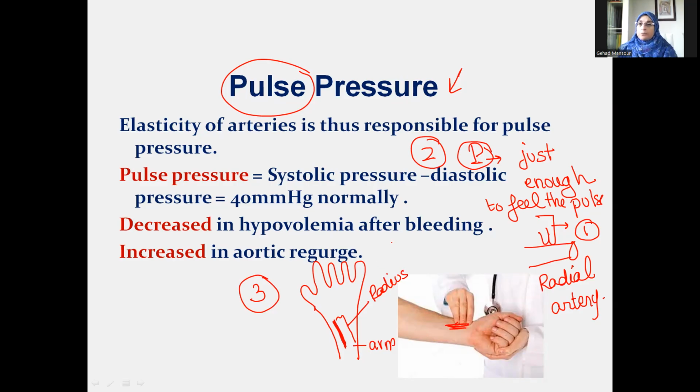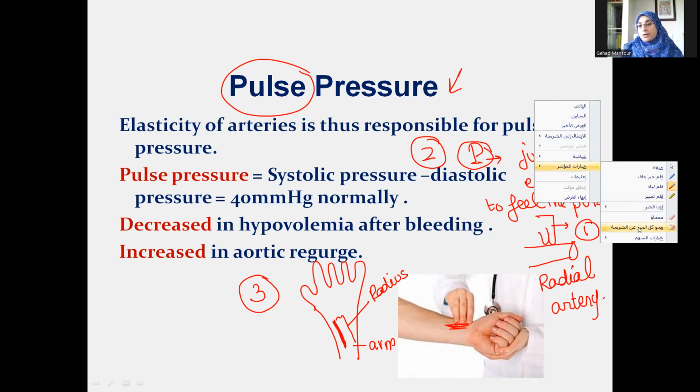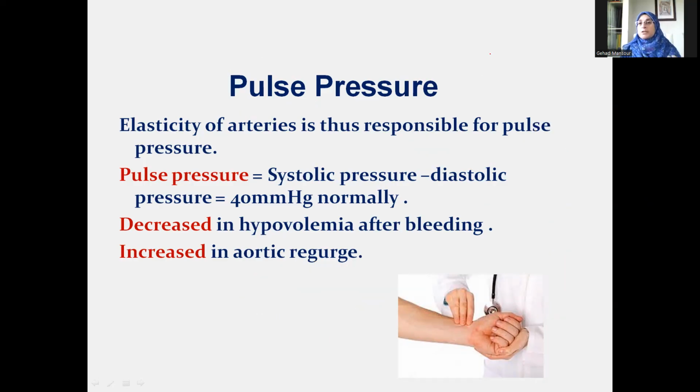The best way to feel a pulse is to apply just enough pressure to feel the pulse and to press against a bone lightly in order to best feel the pulse. Why then do we feel pulsation? We feel pulsation because there is a difference between the systolic pressure and the diastolic pressure.